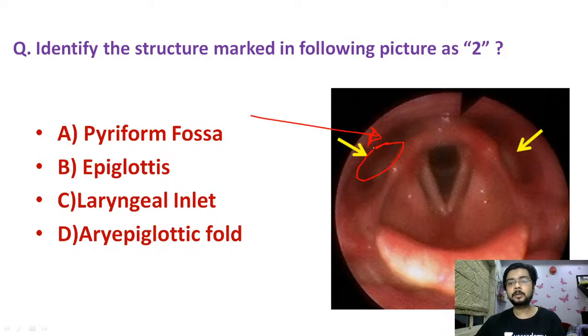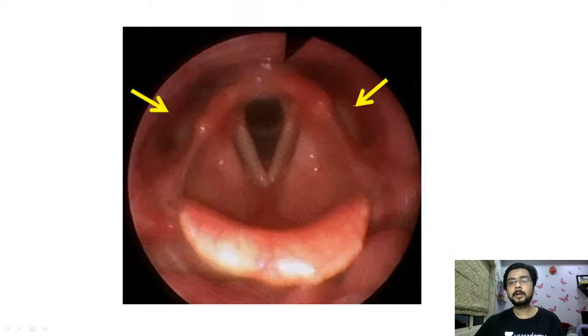Here they had asked about pyriform fossa. You all know bilaterally this is pyriform fossa, a laryngoscopy picture. These two are, so you can always comment, I'll see your comments in the comment section. These two are the vocal folds, true vocal folds, and these are the false vocal folds.